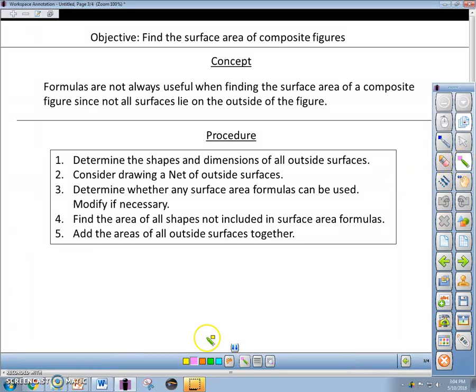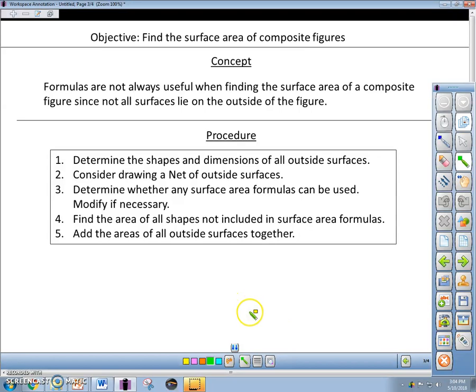All right, in this lesson, we are going to learn about how to find the surface area of what we call composite figures. So composite figures are solids that are composed of two or more other solids. So you could have like a cylinder and a cone. You could have a pyramid and a rectangular prism, so on and so forth.